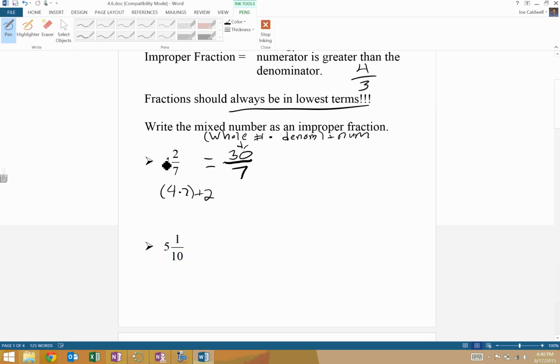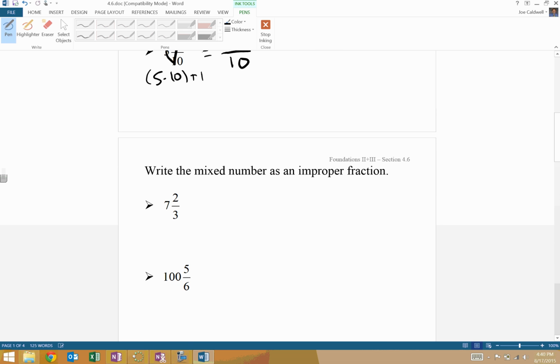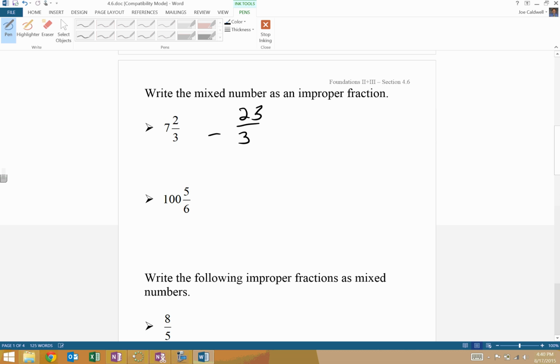Whole number, which is this guy in front, times denominator plus the numerator. And your denominator always stays the same. So you can always do that right off the bat. It's almost kind of like a check mark of the order you go in. So 5 times 10 plus 1 is 51. Same denominator. 7 times 3 plus 2 is 23. 100 times 6 is 600 plus 5, 605. Whole number times denominator plus the numerator.